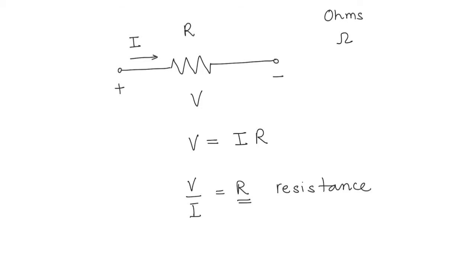Now, as we are measuring voltage, the voltage is usually measured in volts, and the current is measured in amperes. And when the voltage is in volts and the current is in amperes, the resistance R will be in units called ohms.